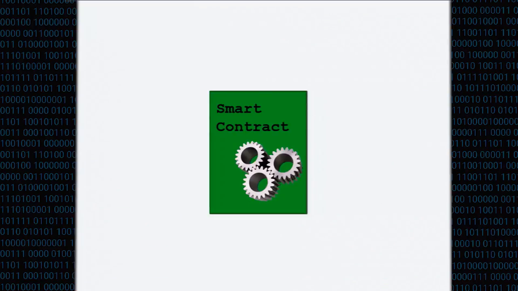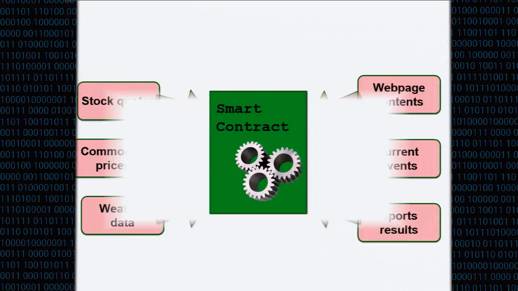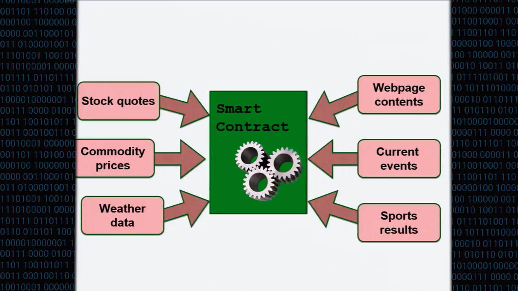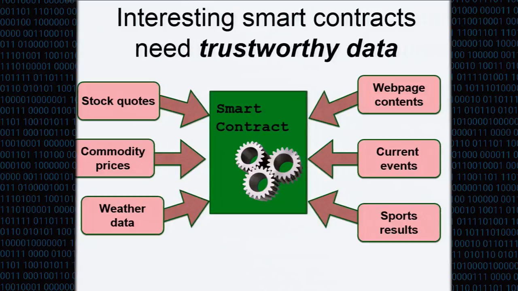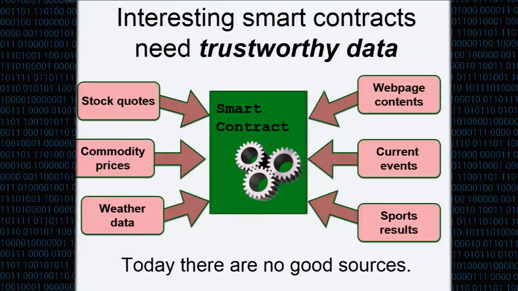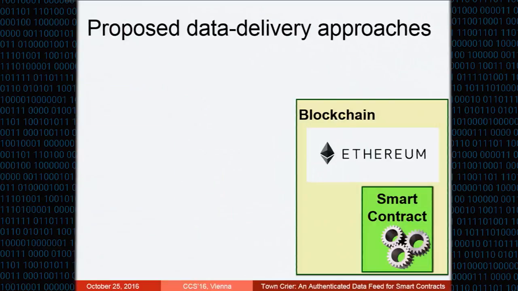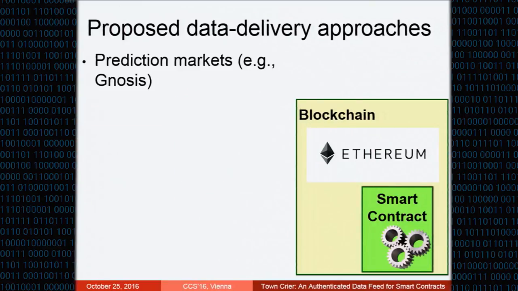And this is indeed a general problem, because you can imagine that all sorts of interesting smart contracts will need this data. And furthermore, they will need trustworthy data, meaning the data has to be true, has to be meaningful. And unfortunately, today there are simply no such good sources. People have proposed several options.